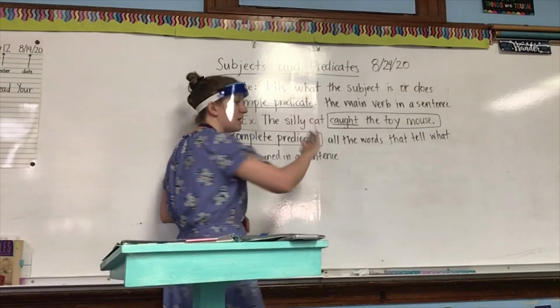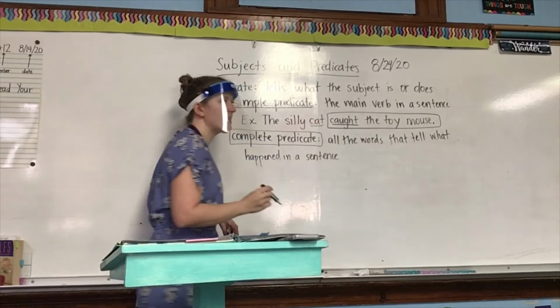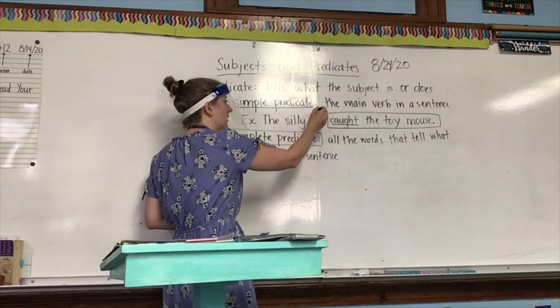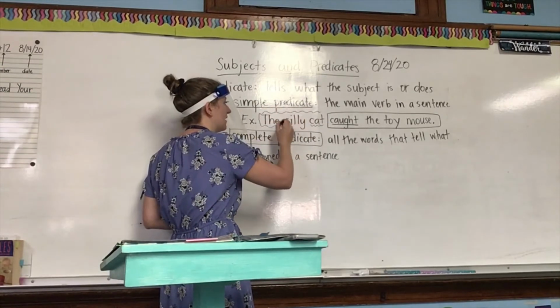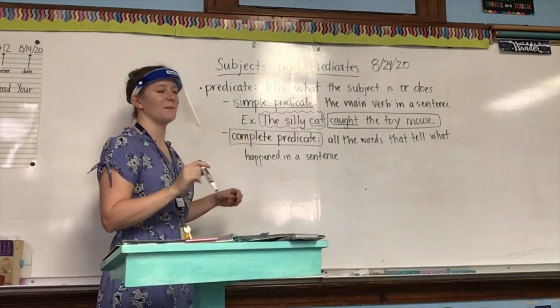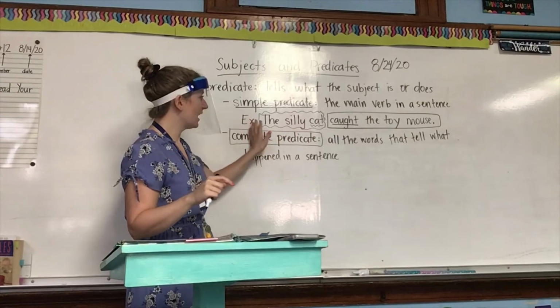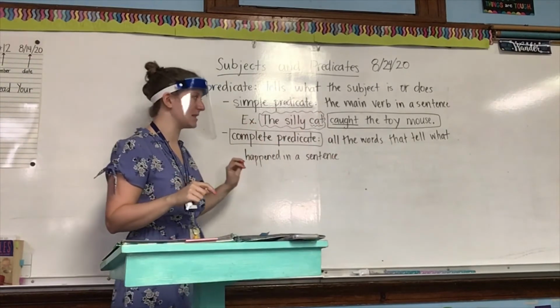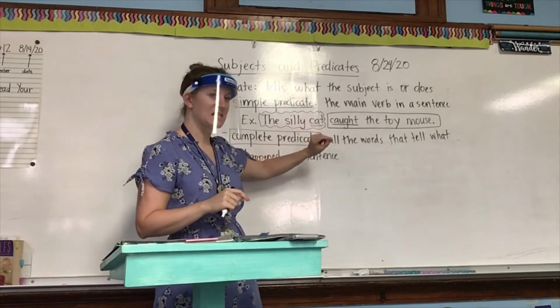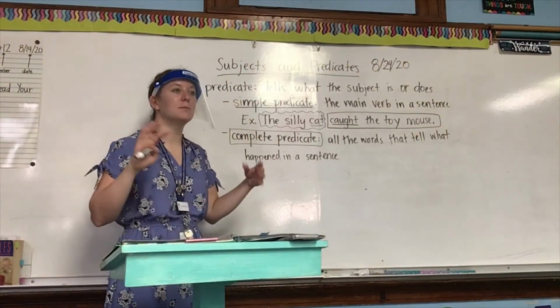So we know, you do not have to write this. We know cat is the simple subject. The silly cat is the complete predicate. I'm sorry, let me say that again. Cat is the simple subject. The silly cat is the complete subject. Caught is the simple predicate. Caught the toy mouse is the complete predicate.